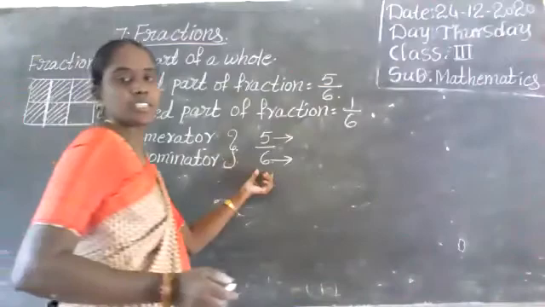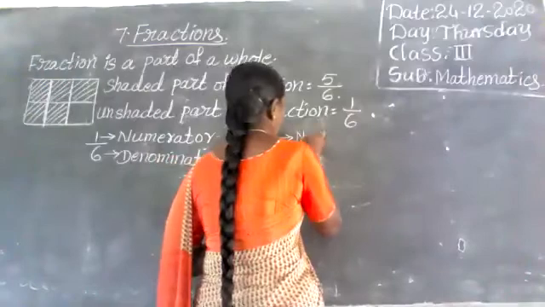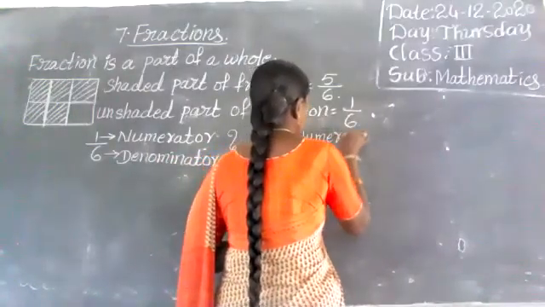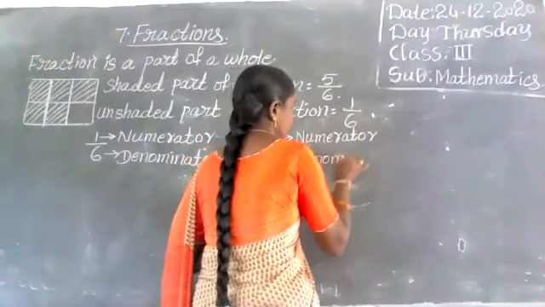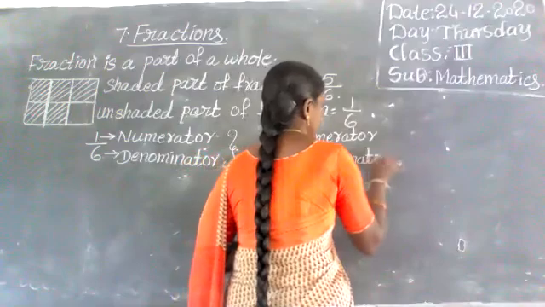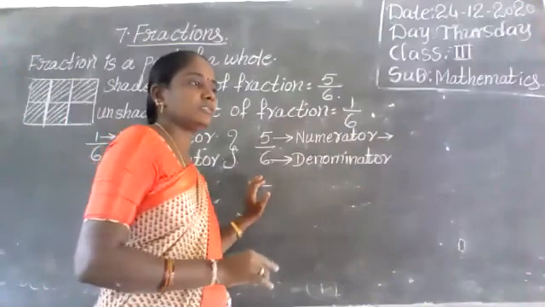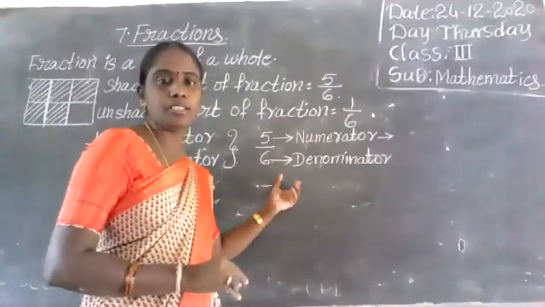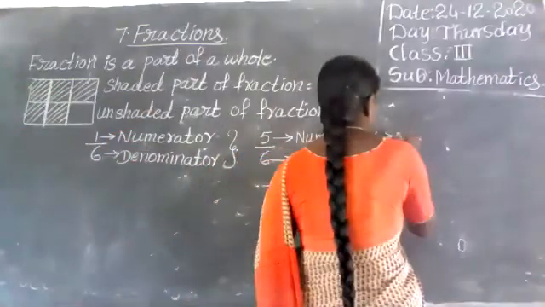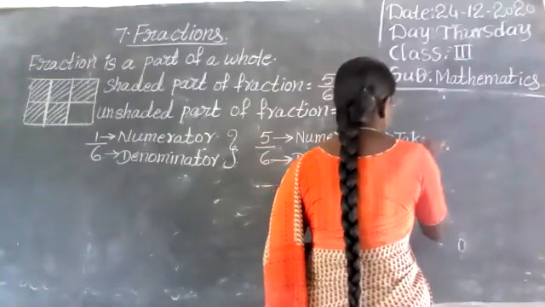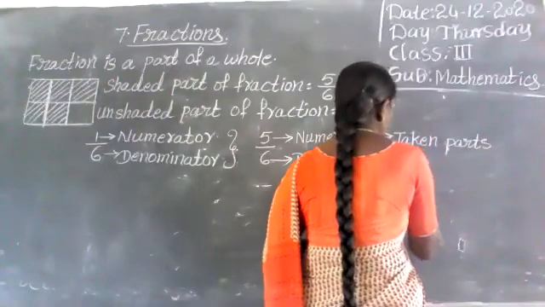In the 5/6 fraction, 5 is the numerator, 6 is the denominator. This numerator is taken parts. Numerator is taken parts and denominator is total parts.